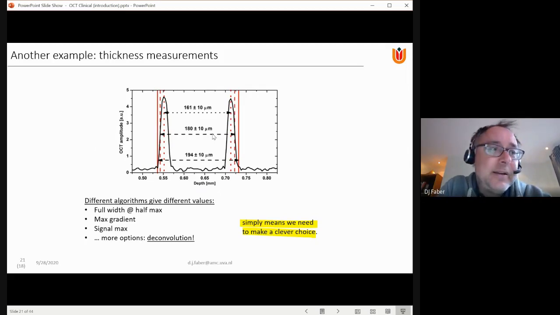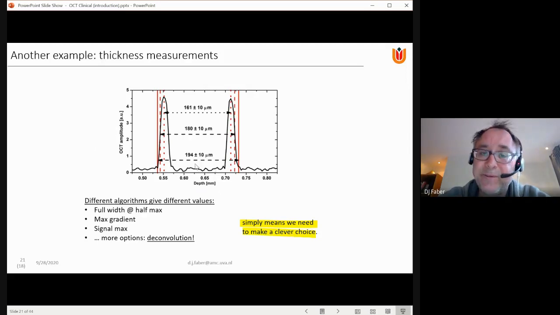Another example that illustrates that it's possible, but also that it's hard, is if we now take two layers within that retina. This is from that exact same image. If we take two layers and calculate the average intensity as a function of depth, that is the black line you see here. Of course, the resolution of our system was not so great, so that is not a perfect peak, but it has a certain width. Now the question is, can we calculate the thickness of such a layer? It turns out that different algorithms will give different values.